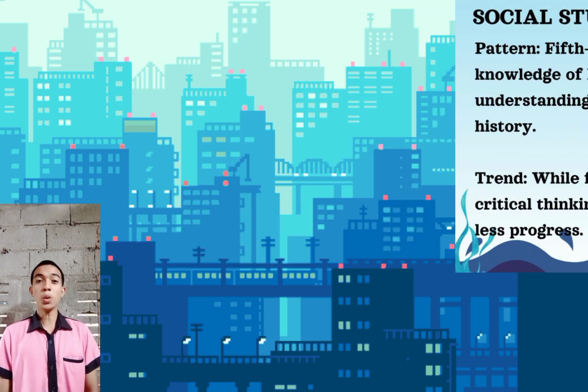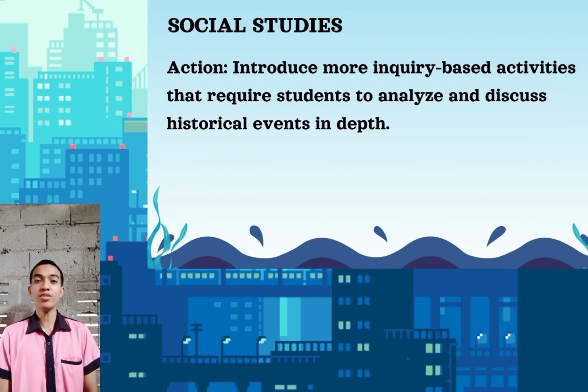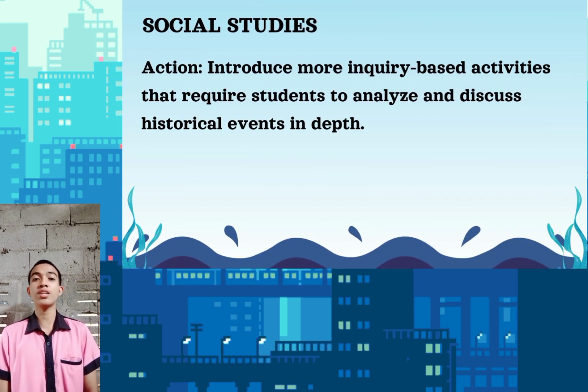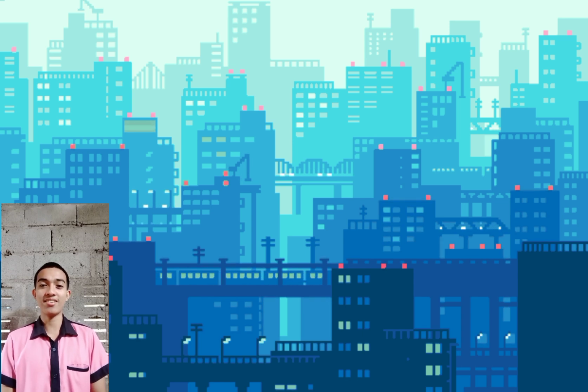The last one, in social studies. Pattern: for example, fifth grade students demonstrate strong knowledge of historical facts but have difficulty understanding cause and effect relationships in history. Trend: while factual recall improves over time, critical thinking and application of knowledge show less progress. Possible action: introduce more inquiry-based activities that require students to analyze and discuss historical events in depth. Those are the steps in identifying patterns and trends in student performance across different content areas.